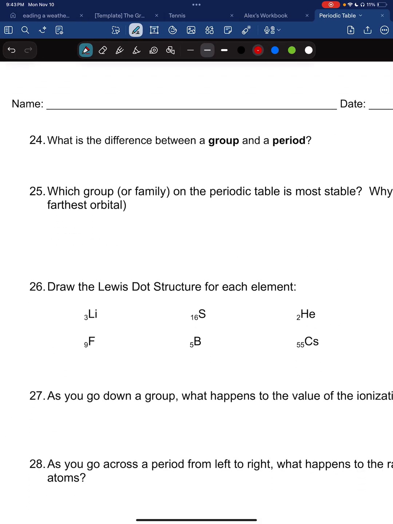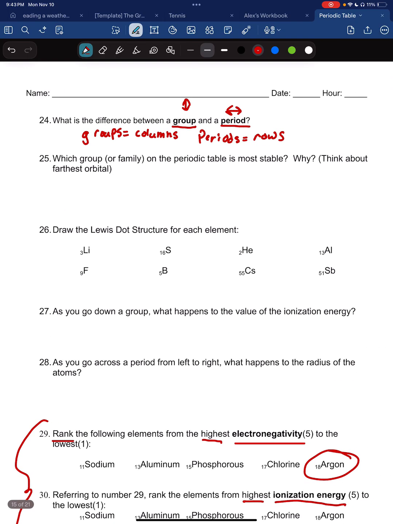Now, what is the difference between a group and a period? Okay, now we talked about this quite a bit. So a group is your vertical columns, those are going up and down, and your periods are your horizontal rows going left to right. So groups is your columns, your periods are your rows.